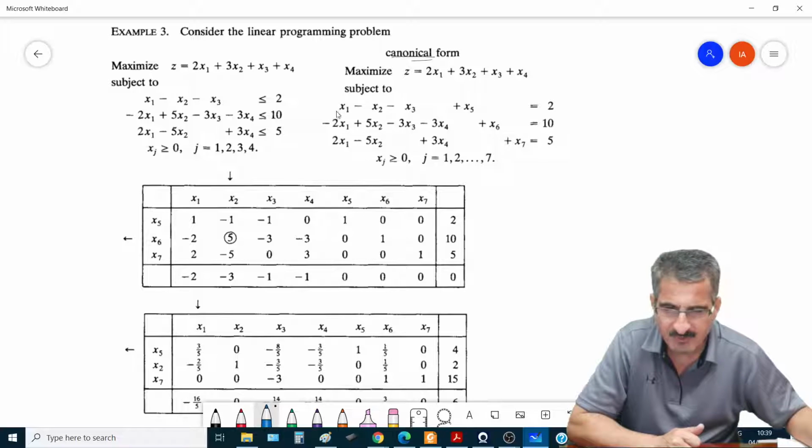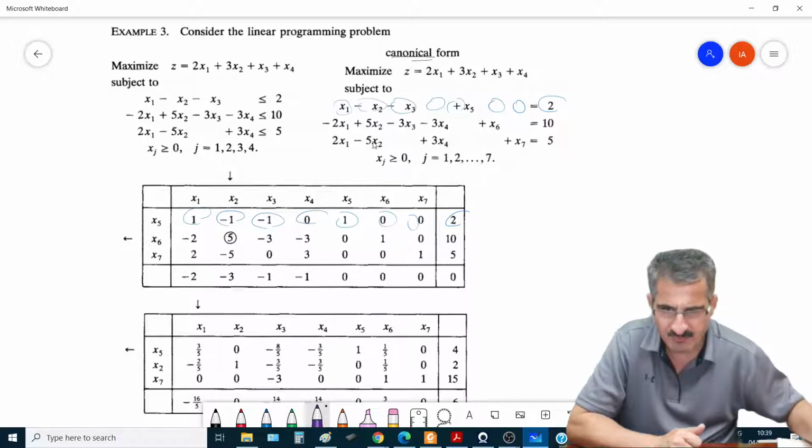Again, we have the first row: 1, negative 1, negative 1, and then 0, 1, 0 with the slack variable. So 1, negative 1, negative 1, 0, 1, 0, and 0 for x7. And this is 2 here. Okay, again we will have the second row: negative 2, 5, negative 3, negative 3, 0, 1, 0, 10.